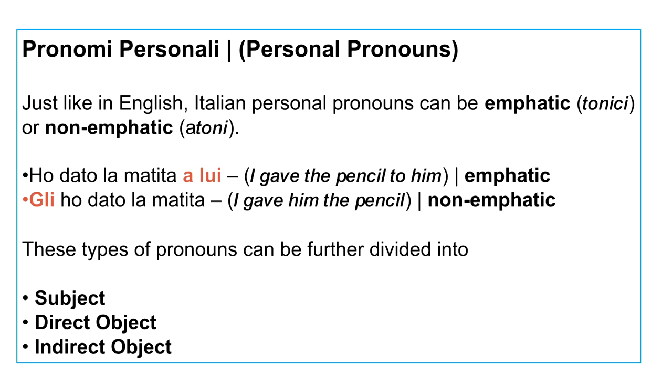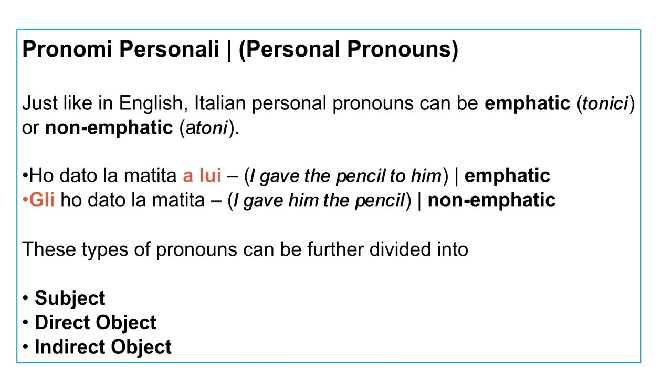So, pronomi personali. These are personal pronouns. Just like in English we have pronouns. Italian personal pronouns can be either emphatic, what we call in Italian tonici, or non-emphatic, atoni. That means that they can be, in other words, strong or weak.